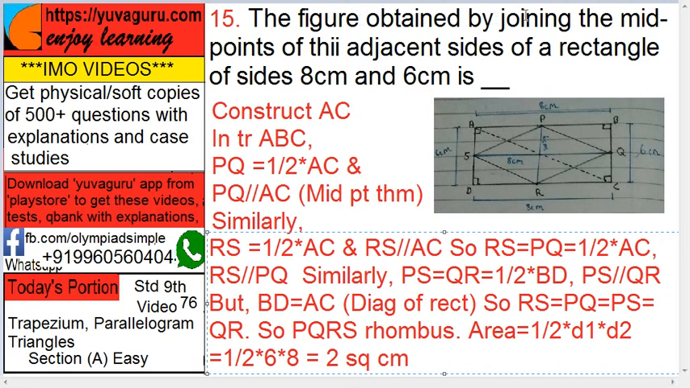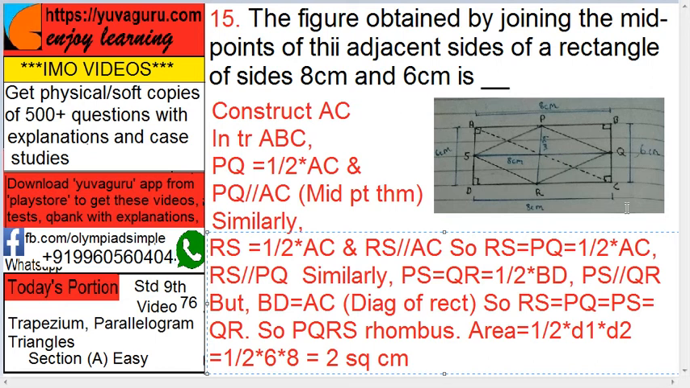By joining the midpoints of the adjacent sides of a rectangle of sides 8 centimeters and 6 centimeters, what is the area? This is the rectangle ABCD. These are the sides 8, 6, 8, 6, and these are the midpoints P, Q, R, S. We join this PQRS and we have to show what this PQRS figure is and what its area is. Very simple. Construct AC.